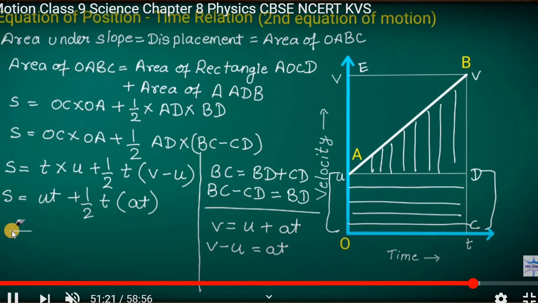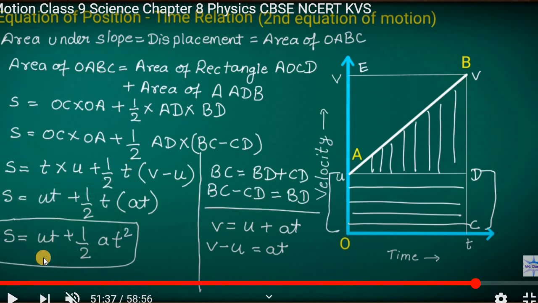So we can write down that S is equal to UT plus 1 by 2. Now this T is multiplied inside this bracket, so we get AT square. So this is our second equation of the motion.